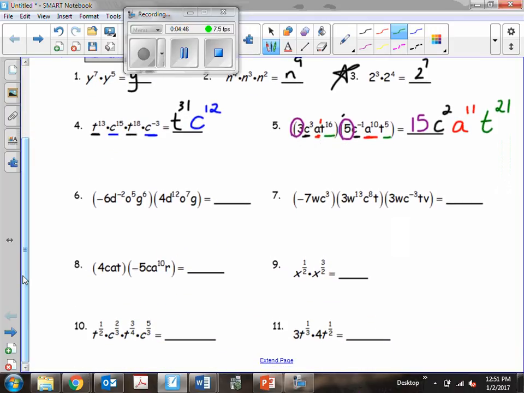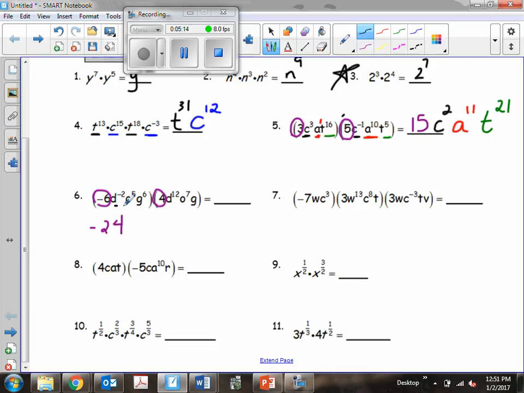We're going to do 2 more together, and then I'm going to have you guys try the next 4 on your own. So if we take a look at number 6, again, number 6 has coefficients. It has this negative 6 and this 4. We deal with coefficients just like how we dealt with them before. We would multiply them. Well, negative 6 and 4 is going to be negative 24. And I'm going to write underneath this just because I'm not going to have enough room on that little line right there.